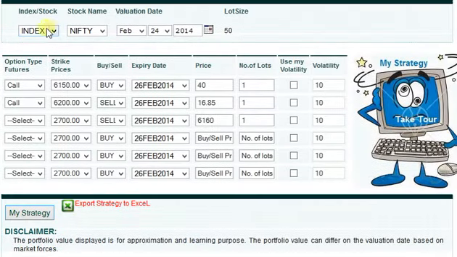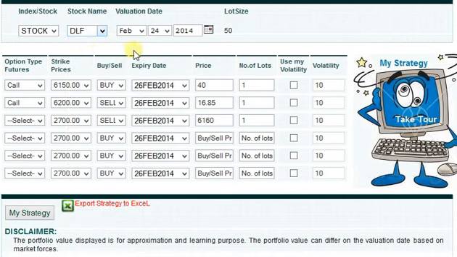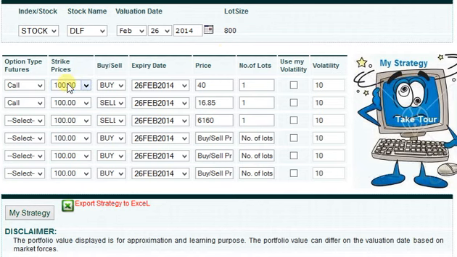We can also try with popular stocks. So let's say I'm starting with one of the most common stocks, that is DLF. So I selected DLF. I'm selecting the valuation date as 26th of February. So let's say I'm selling a call option at a strike price of 140. So I can sell it in the market at a price of around 3.95. Let's say number of lots is 1. So let's say I have some stock, or I can purchase some stock at a price of 142.4, and I'm going to buy around 400 stocks, that is half of the lot size of DLF.